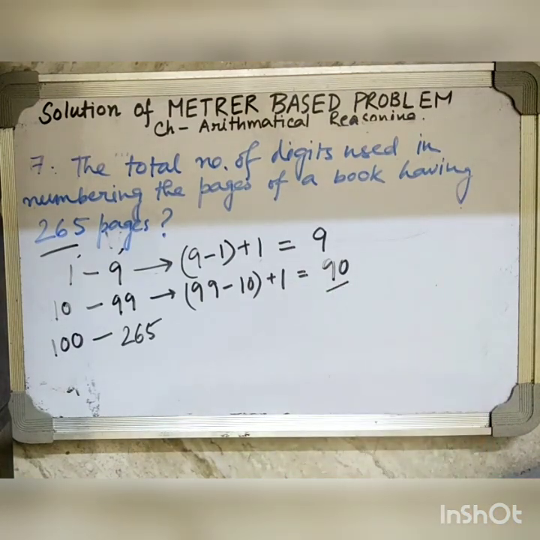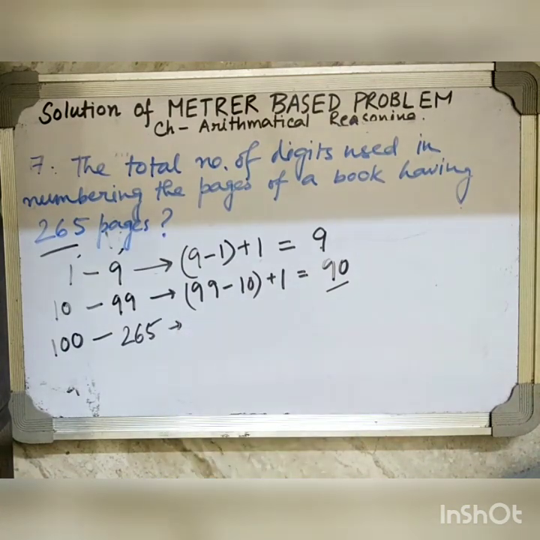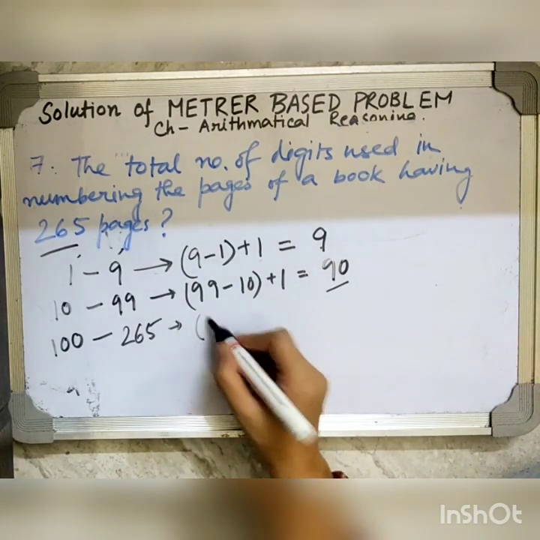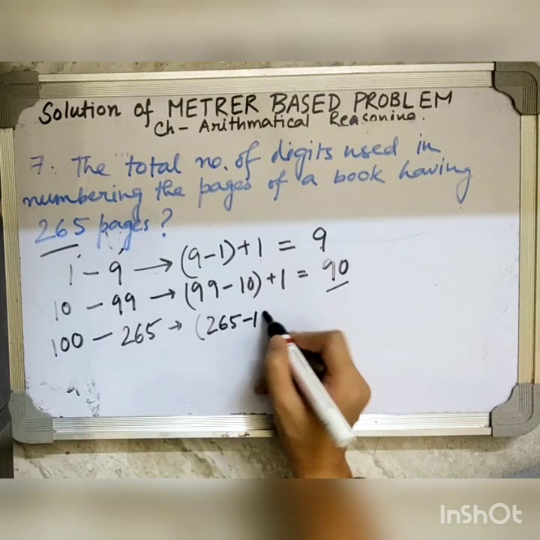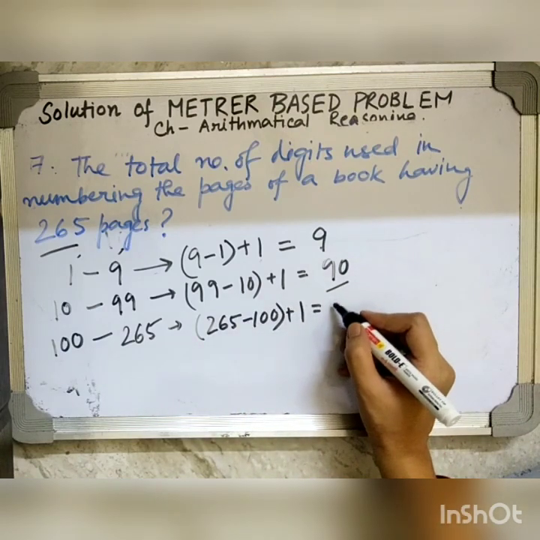The number of 1-digit pages is 9. And the number of 3-digit pages is last term 265 minus first term 100 plus 1. So what's coming?